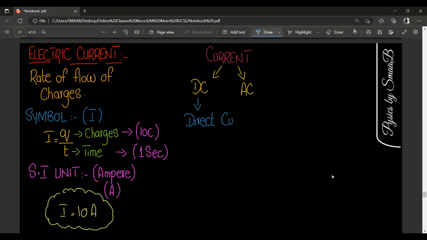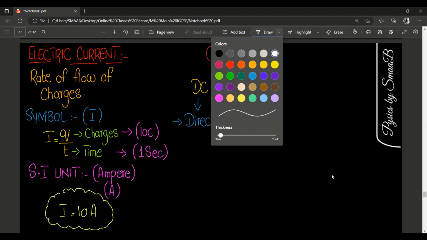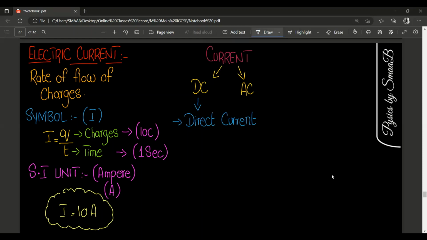If we first discuss direct current, what is the basic concept of direct current? Direct current means current can only flow in one direction, right? So we can explain direct current as the flow of charges in only one direction. And what is the meaning of this? That charges will flow in only one direction.